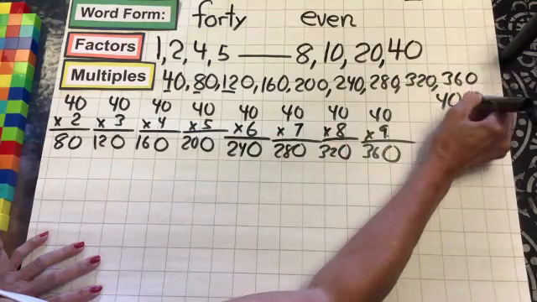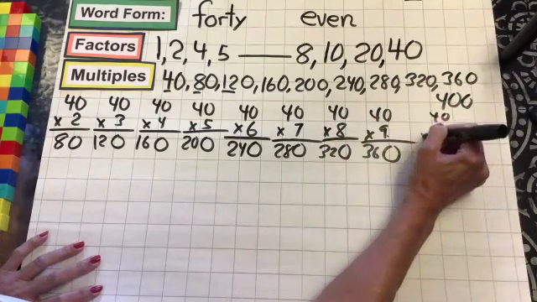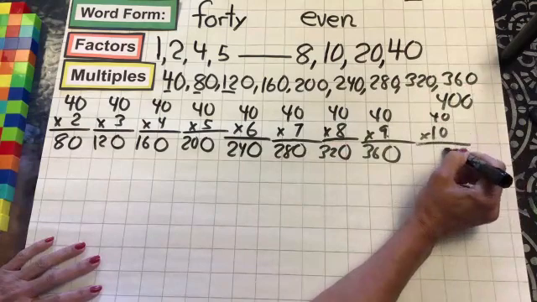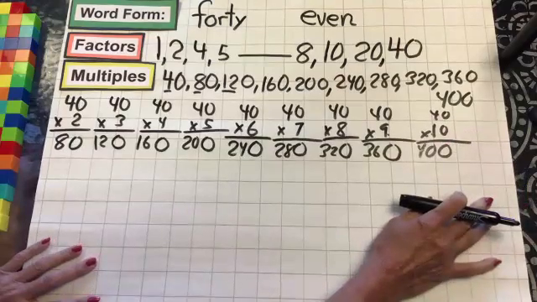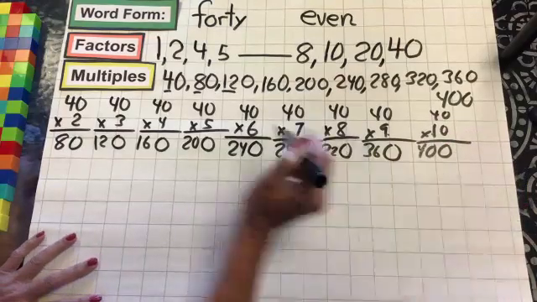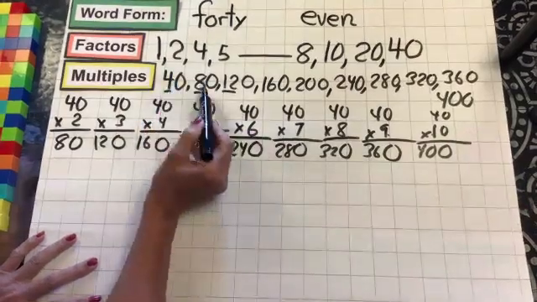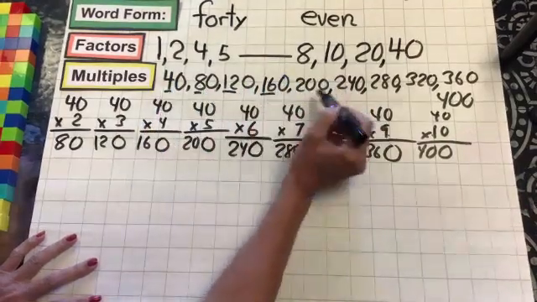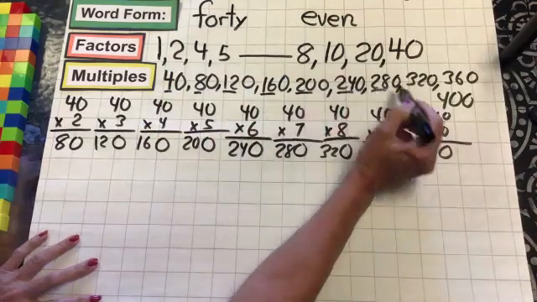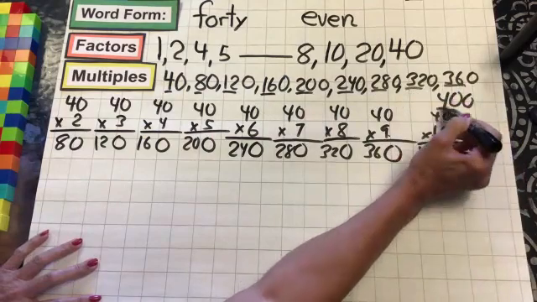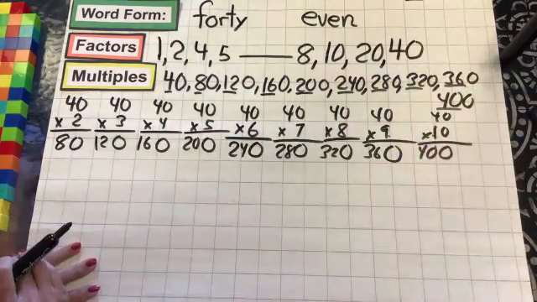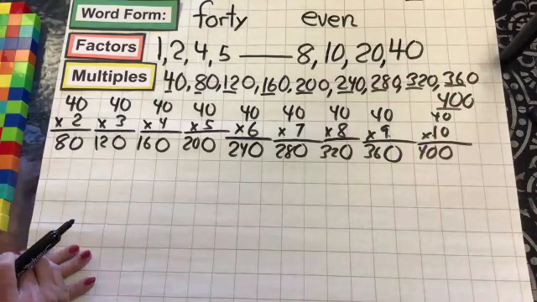And then 40 times 10. Let's look at how that looks on paper. We drop this 0 to hold that place. Then 1 times 0 is 0. 1 times 4 is 4. All right, there's our multiples. If we're counting by 40s, it would be 40, 80, 120, 160, 200, 240, 280, 320, 360, 400. And as you can see, it's counting by 4s with a 0.